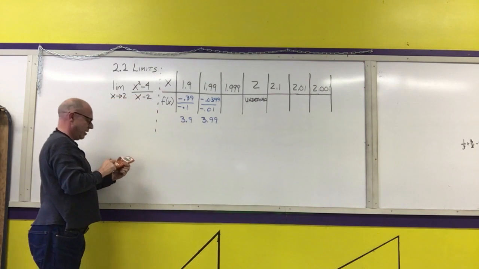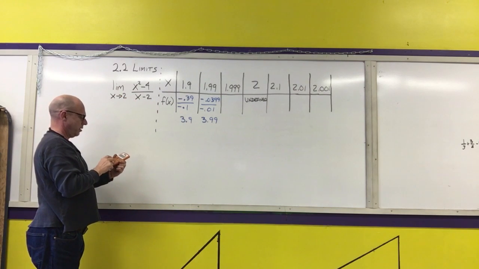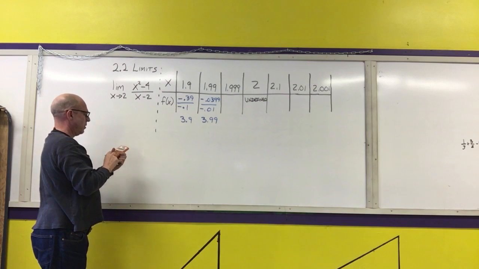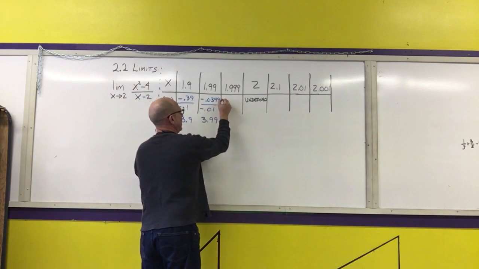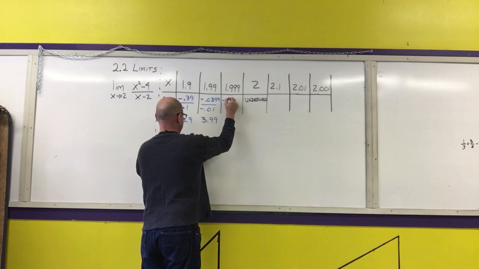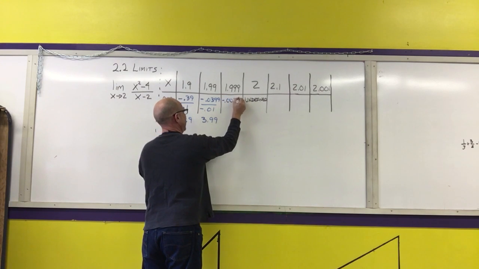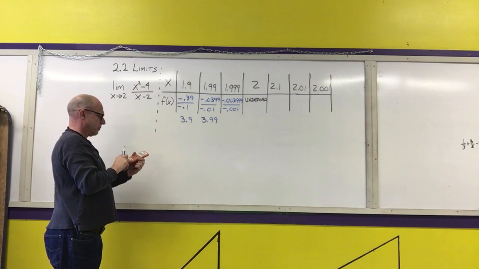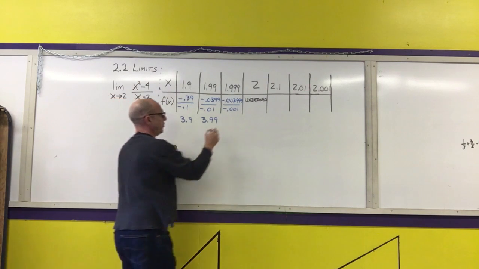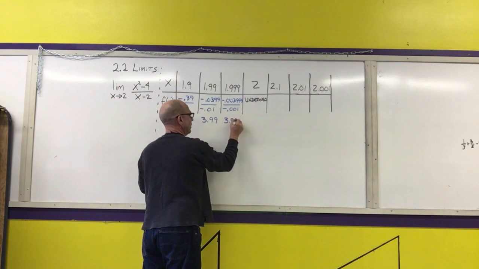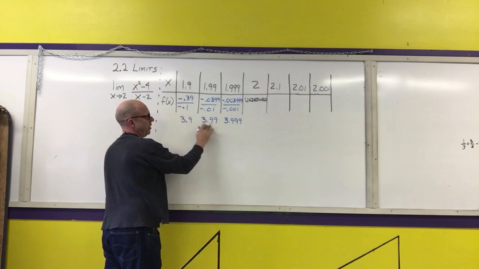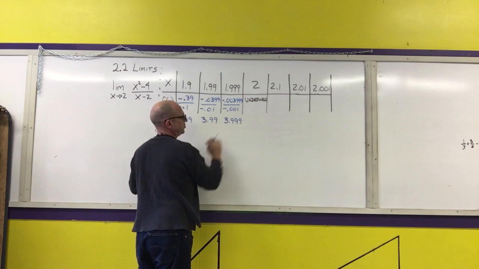Put a 1.999 into the function. Square that and subtract 4. In the numerator, I'm going to get negative 0.003999. In the denominator, I get negative 0.001. And I get 3.999. So if I was just looking from the left-hand side, it looks like my values are getting successively closer and closer and closer to 4.